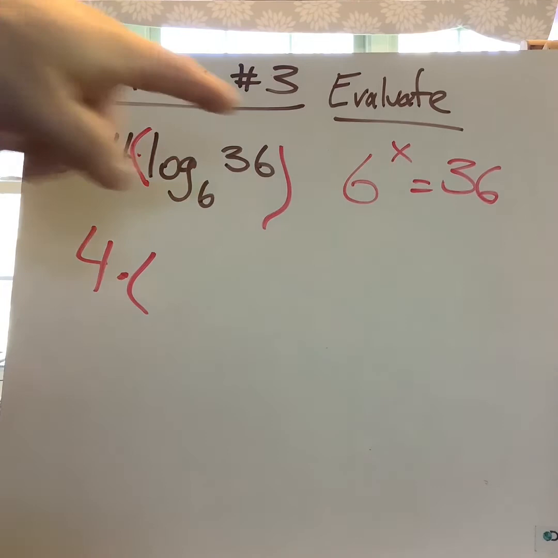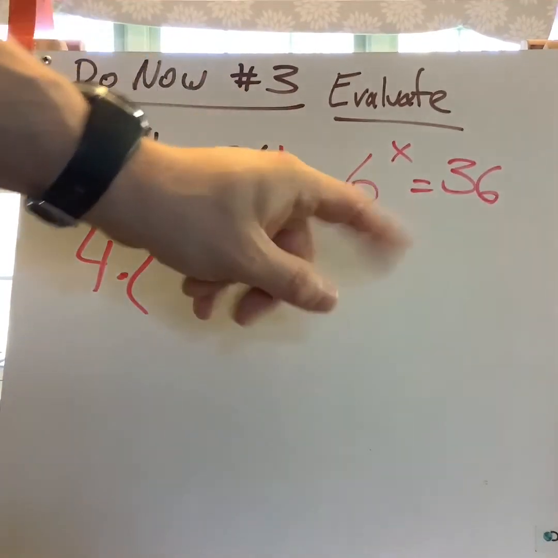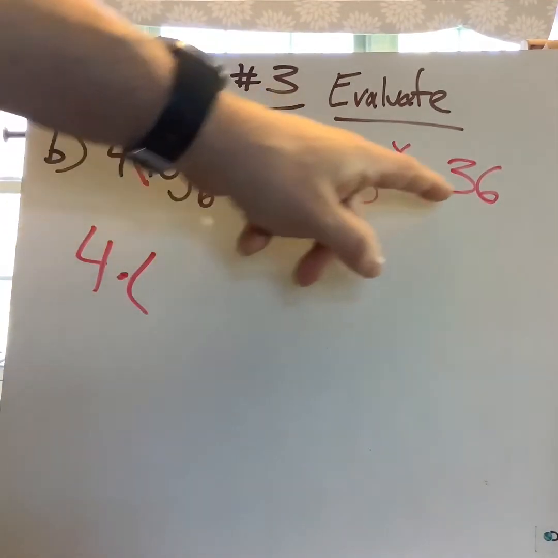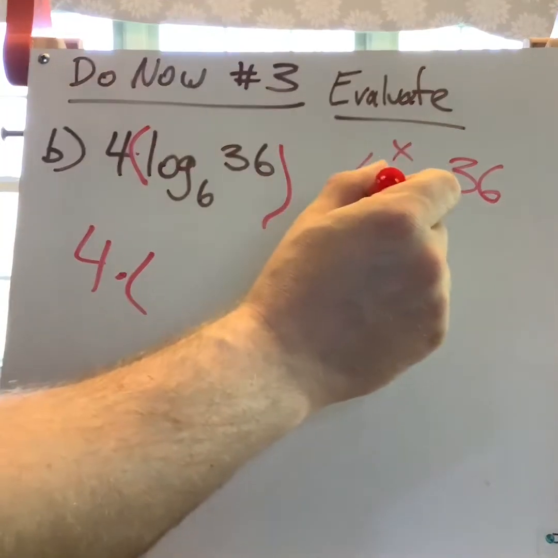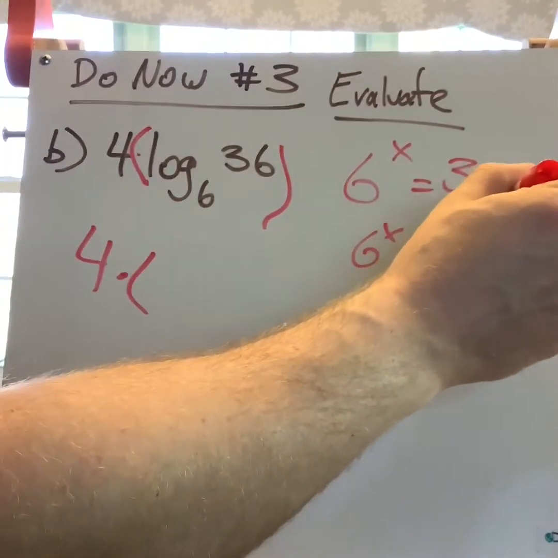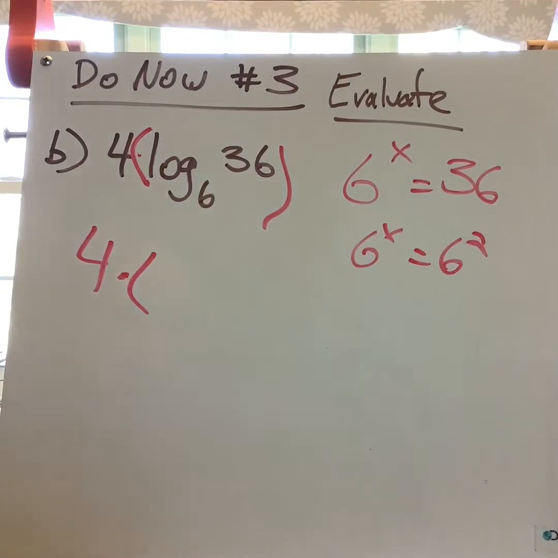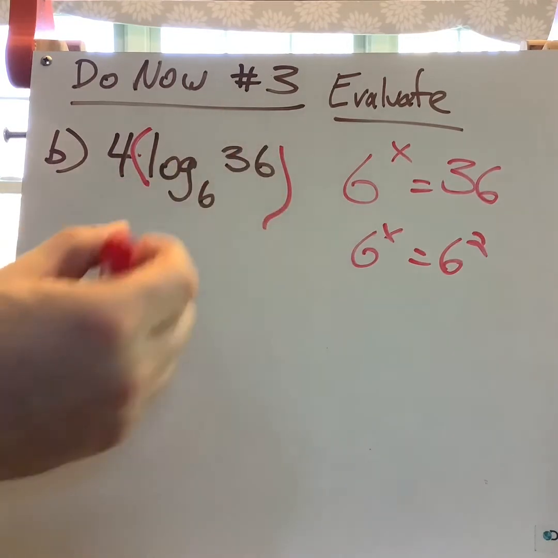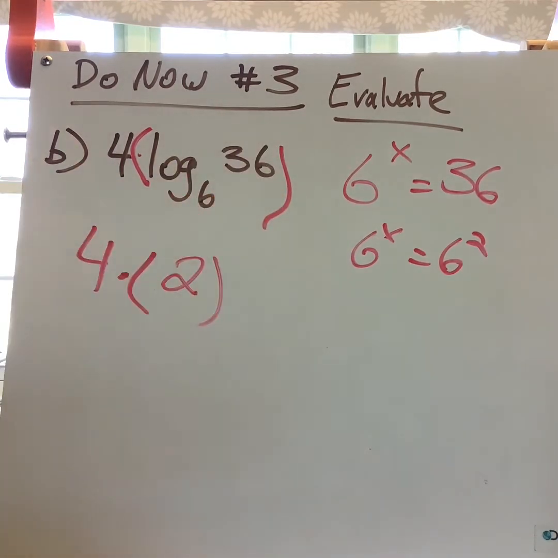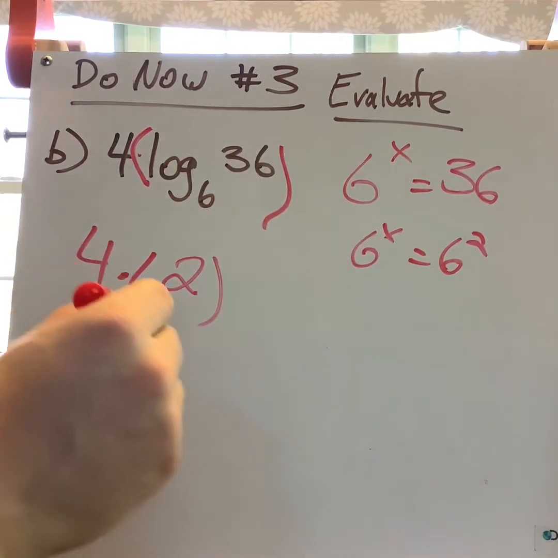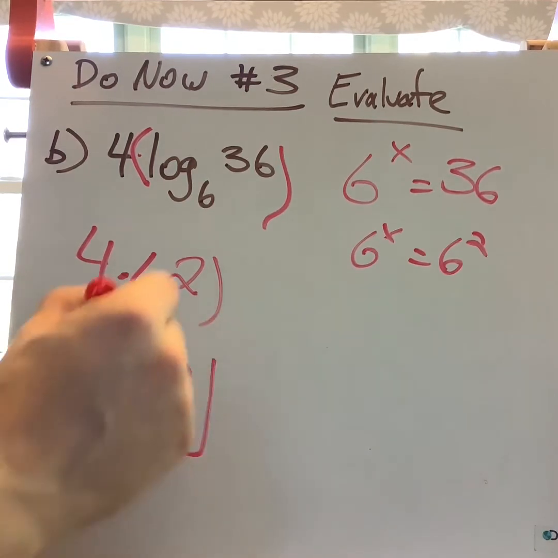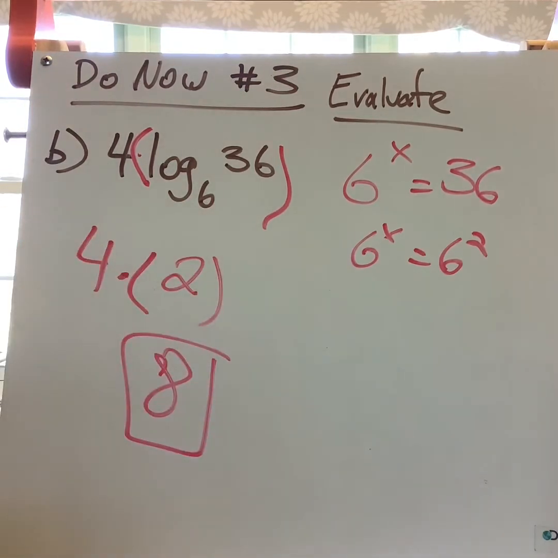Okay, and from here, we did our exponential equations where we have to get common bases, right? So you can think of 6 to the x is equal to 6 squared, so therefore x is equal to 2. Or hopefully you can just understand what a log is at this point and say, okay, the exponent of 6 that gives us 36 is going to be 2. And then we just have to do 4 times 2, which is 8. So 4 times the log base 6 of 36 is equal to 8.